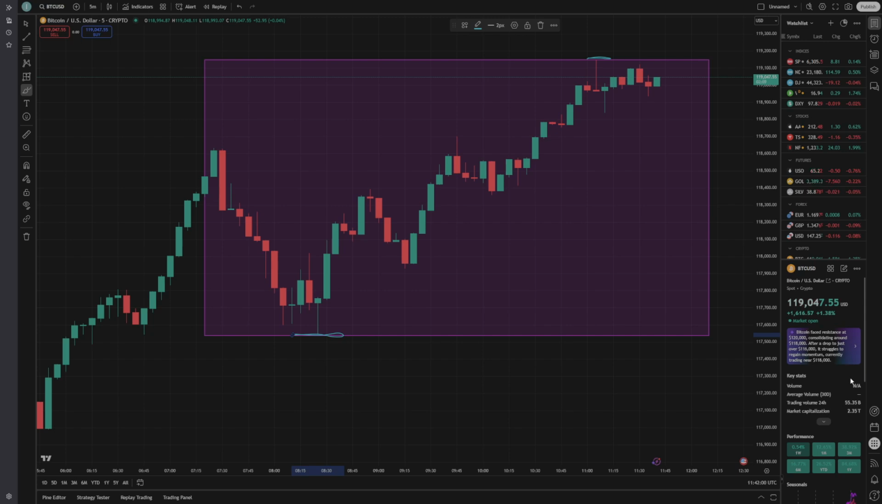Let's summarize. At the top of the box, don't buy. Look for signs of rejection, wicks, red candles, volume exhaustion. It's a sell zone. At the bottom of the box, don't short. Look for bounce signals, bullish engulfing, long lower wicks. It's a buy zone. In the middle, stay out. Let the market show you where the battle is happening.